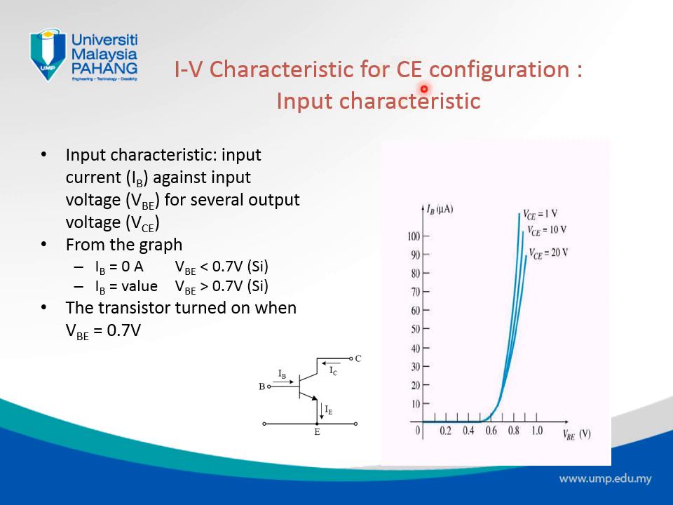So for this common emitter configuration, what we're going to look at now is the current voltage characteristic. The first characteristic is what we call the input characteristic. So what is the input characteristic? The input characteristic basically describes the value of current at the base, IB, as a function of VBE. So where is VBE? VBE is where we put our input voltage to excite the base of our transistor junction, right?